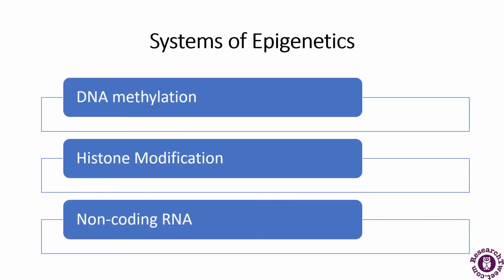The system of epigenetics has been divided into three parts: DNA methylation, histone modification and non-coding RNA. First we will discuss DNA methylation. So what is DNA methylation? DNA methylation is a biological process by which methyl groups are added to the DNA molecule, and methylation can change the activity of a DNA segment without changing the sequence.